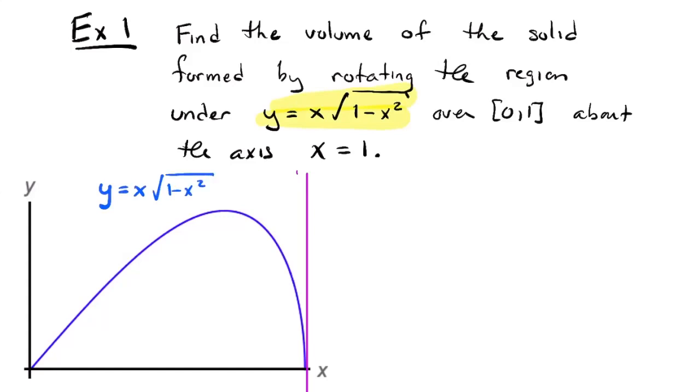I'd like to revolve the region bounded under that graph on the x-axis. It's given that it's over the interval from 0 to 1, and I want to revolve it around the axis x equals 1. I've drawn it in the picture there. It's a vertical line, equation x equals 1.